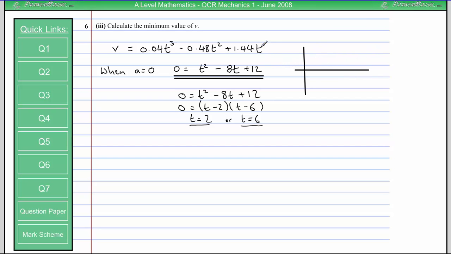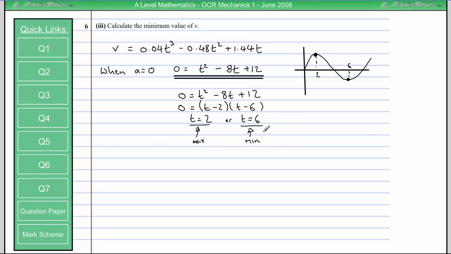We can also figure out a point on the graph because every single term involves t. That tells us that if we substitute in t equals 0, we would get a velocity of 0. So our curve will go up, down, up. Now this curve isn't completely accurate, but it is enough to tell us which point will be the minima and which point will be the maxima. So because 2 comes before 6, we must know that the maxima is occurring at 2 and the minima is occurring at 6. So we can say this one is a max and this one is a minimum.